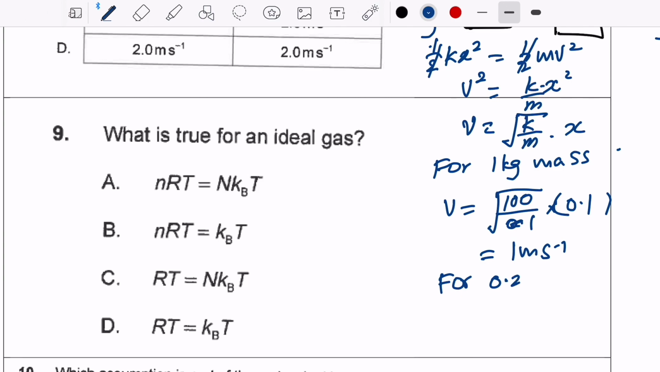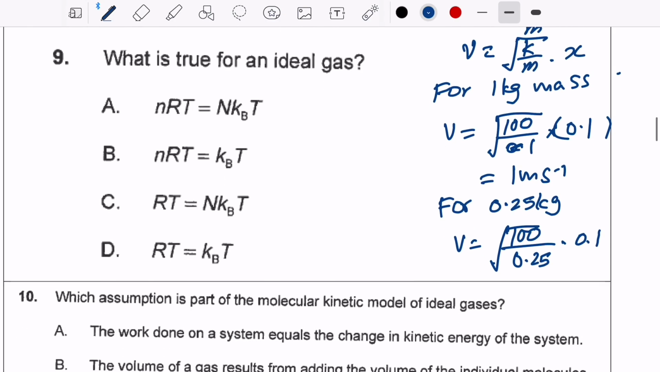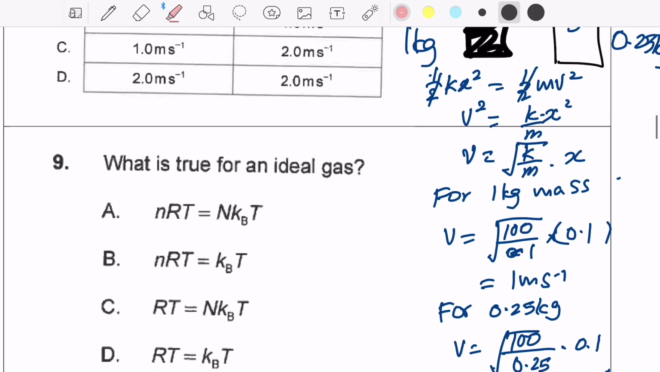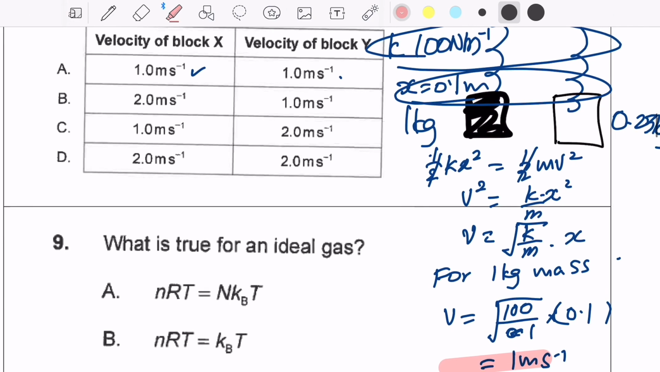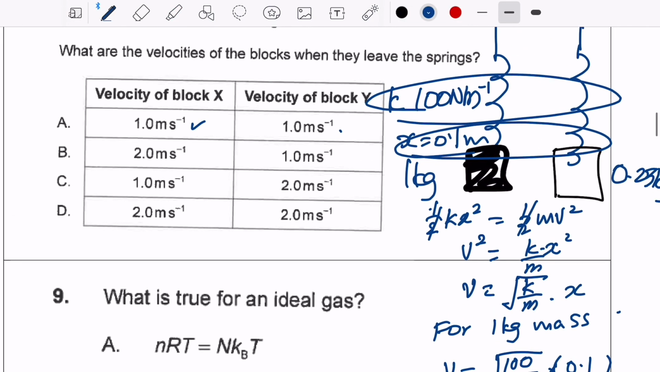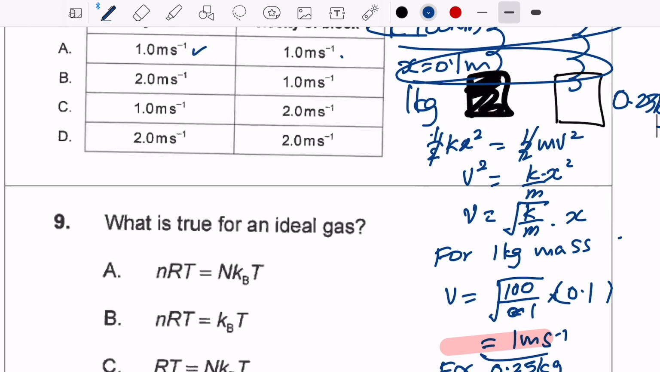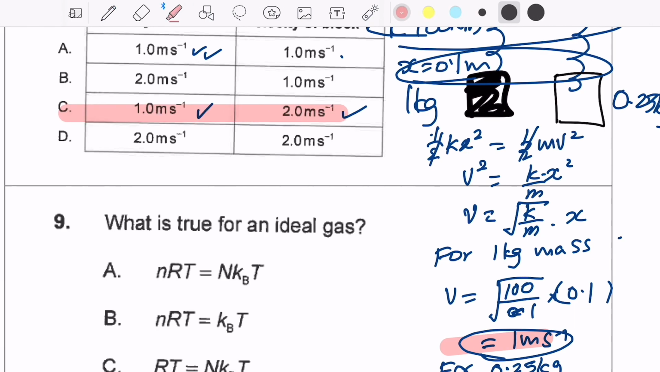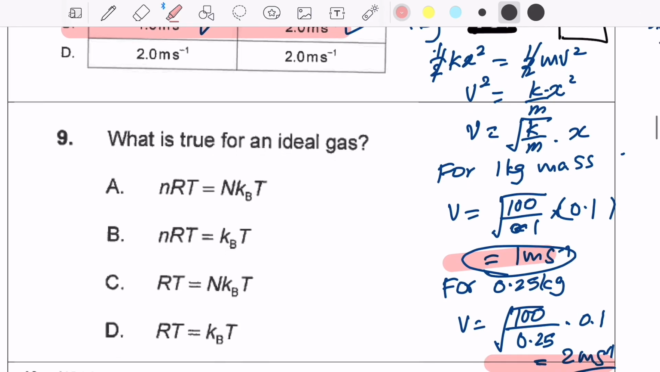For 0.25 kilogram, same thing. V is the spring constant, same, 100 over 0.25, square root, times 0.1. The extension is the same. You will get 2 meters per second. So one is 1, the other one is 2. Let's say block X is the 1 kilogram block. This is the 0.25 kilogram block. So this has to be 1 kilogram, 1 meter per second, and 0.25 kilogram should be 2 meters per second, right? All right.